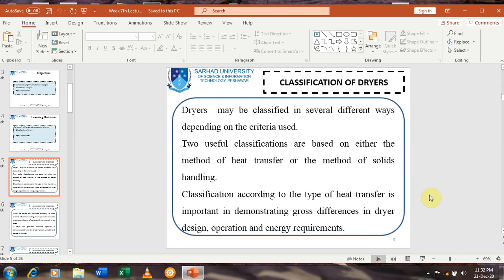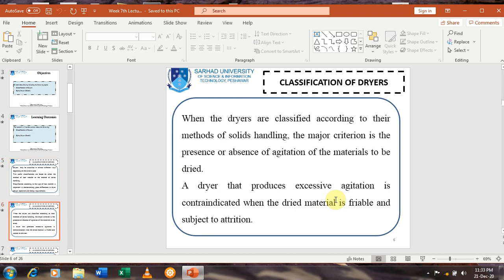First of all, we discussed in detail the various classifications that are important depending upon the criteria for which we are using the dryer, and two useful classifications. One is the method of heat transfer. On the basis of the method of heat transfer, we classify dryers. Then we discussed the classification on the basis of solid material handling.